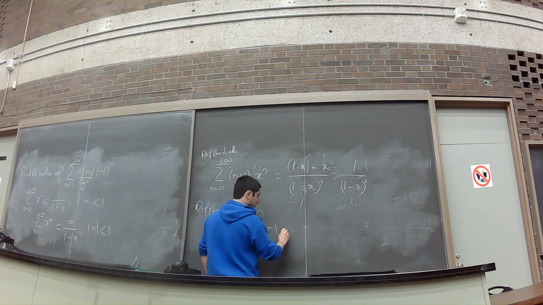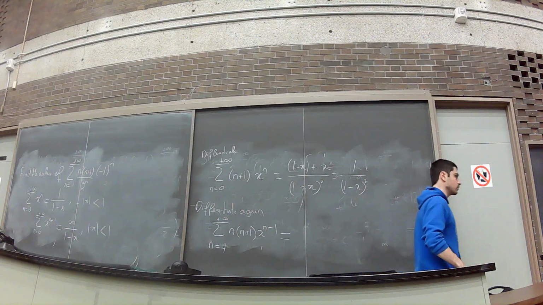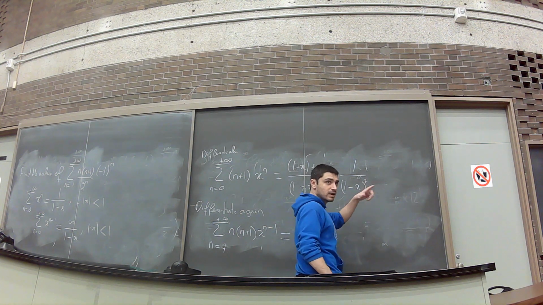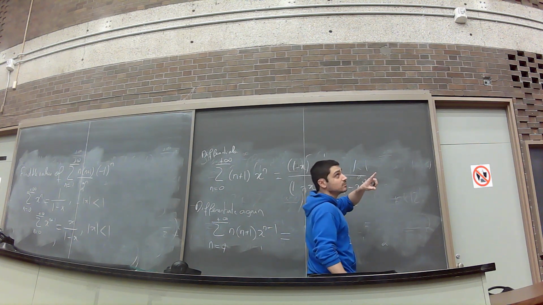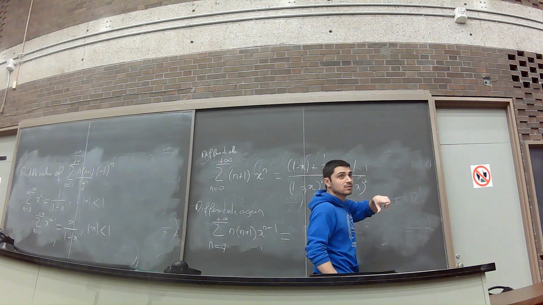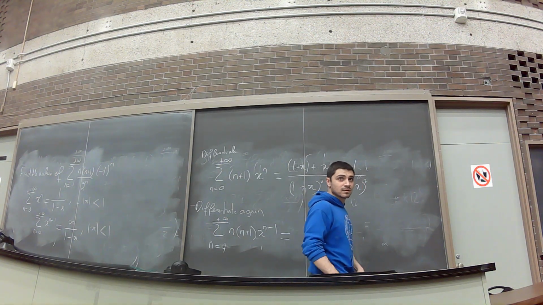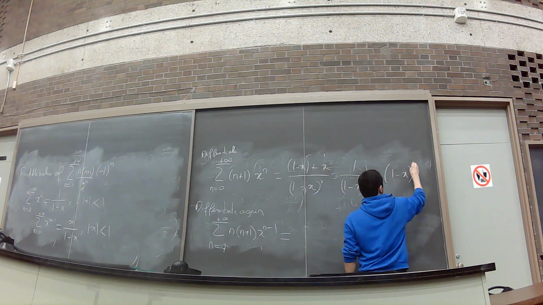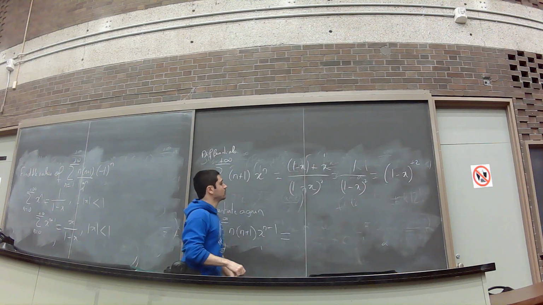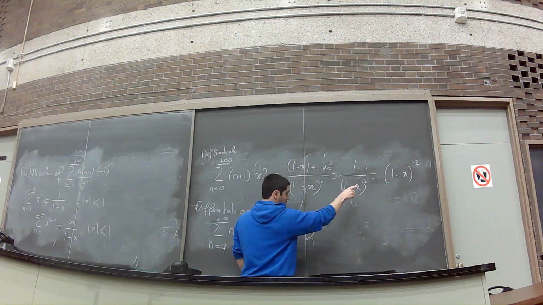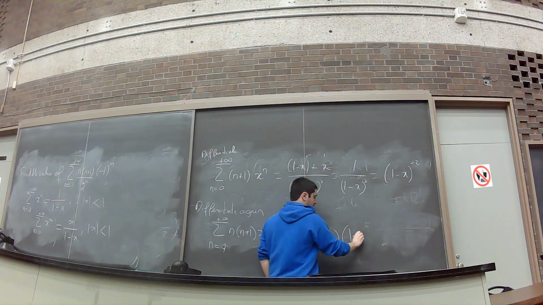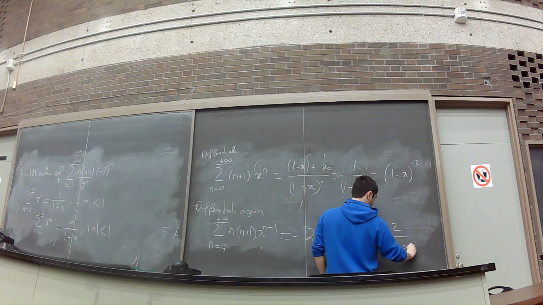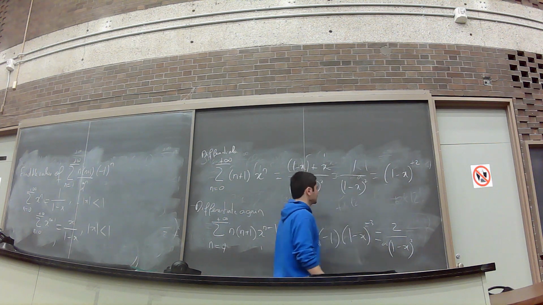Let's differentiate 1 over 1 minus x squared. So 1 over u, it's minus u prime over u squared. Or you can write it as 1 minus x to the power minus 2. You differentiate that, so it's minus 2 times minus 1 times 1 minus x to the minus 3, which is just 2 over 1 minus x cubed. Is that right?